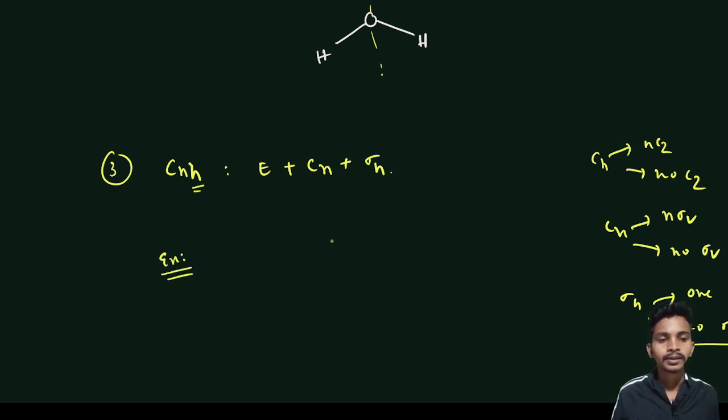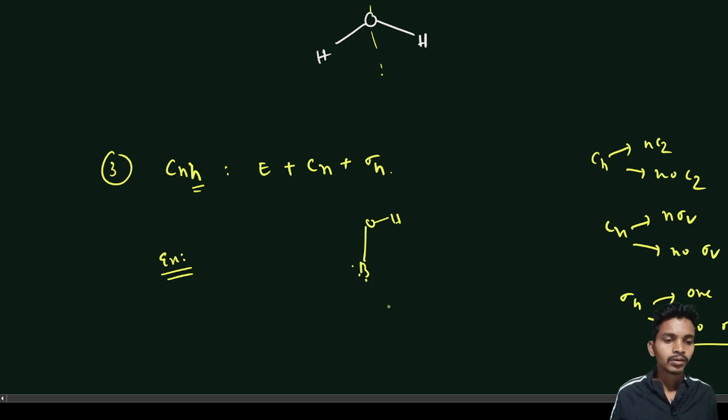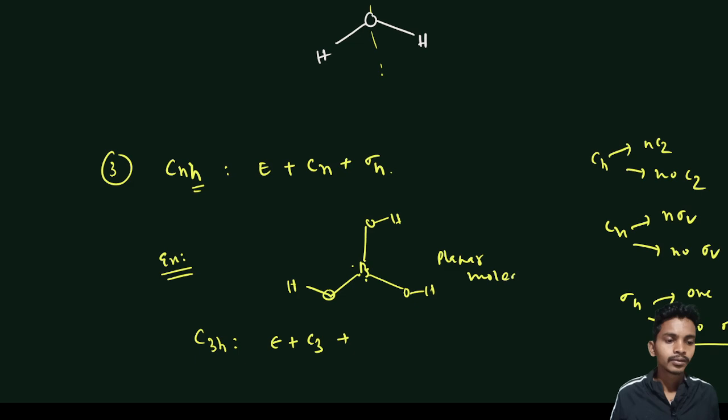If we take molecules like this, maybe the picture may be wrong, but this type of molecule. Here these molecules have C3, so C3h, E is present plus C3 is present, and this is a planar molecule, so sigma h is present and sigma v is not present here. So this type of molecule.